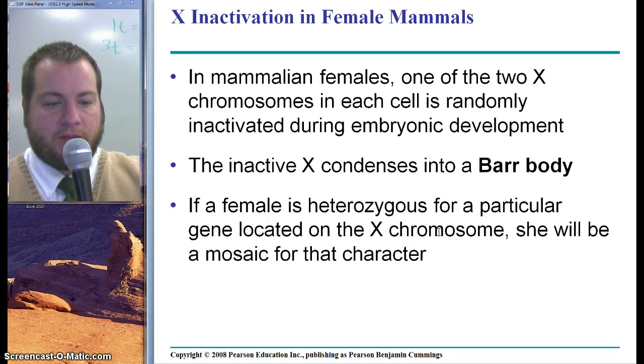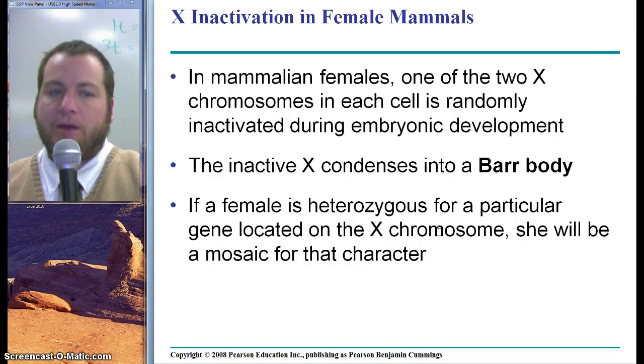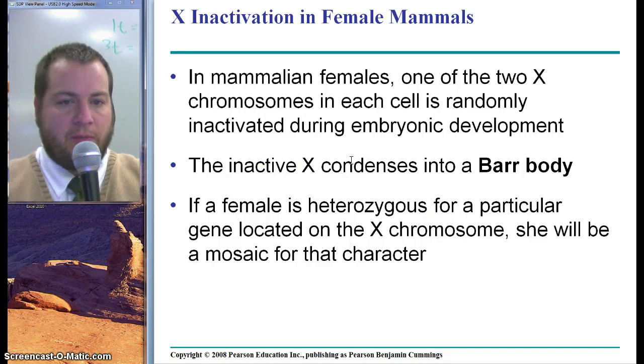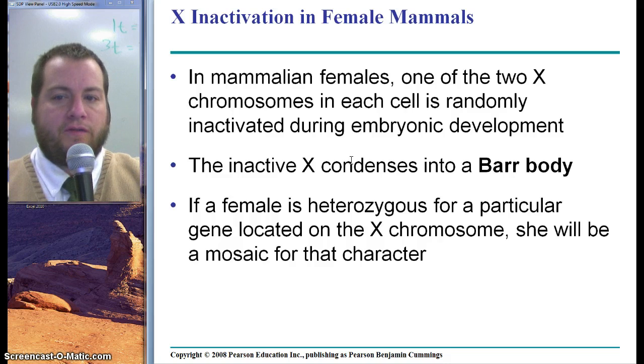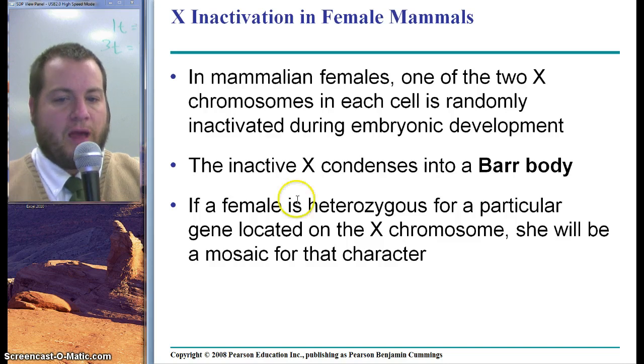Okay, the last concept we're going to cover is X inactivation, and I'm going to watch my clock. I got 6 minutes to talk about X inactivation. I probably won't take the full 6 minutes. So let's take a look at that. This only occurs in mammals. So in mammalian females, one of the 2 X chromosomes is randomly inactivated during embryonic development. The inactive X condenses into a chromosome known as a bar body. And it condenses so much that none of the genetic information can be read from that bar body.